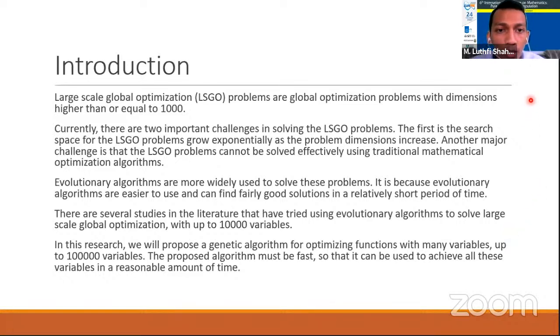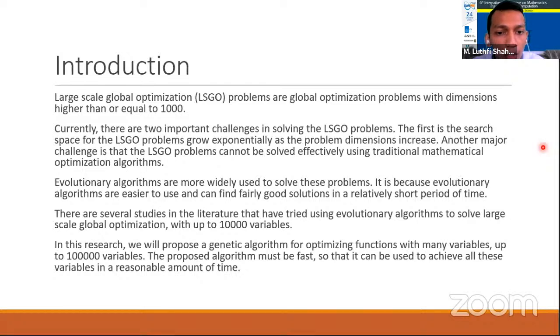Large-scale global optimization or LSGO problems are global optimization problems with dimension higher than or equal to 1000. So we need to get the optimum solution for a function which has more than 1000 variables or dimensions. Currently, there are two important challenges in solving LSGO problems. The first is that the search space for LSGO problems grows exponentially as the problem dimensions increase. Another major challenge is that LSGO problems cannot be solved effectively using traditional mathematical optimization algorithms.